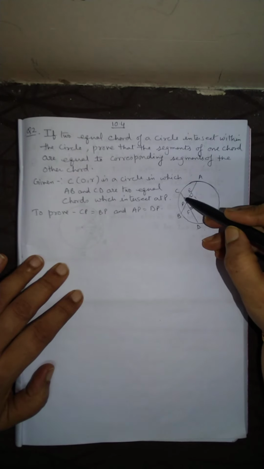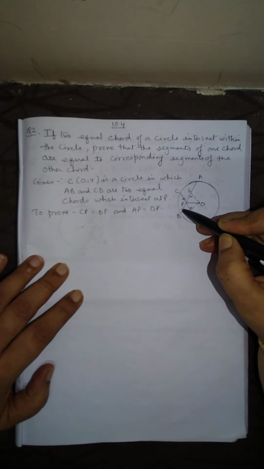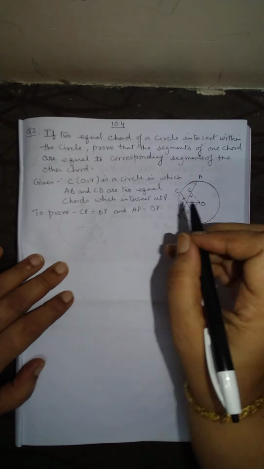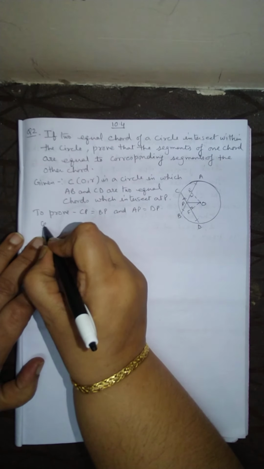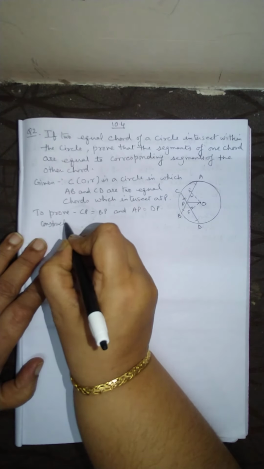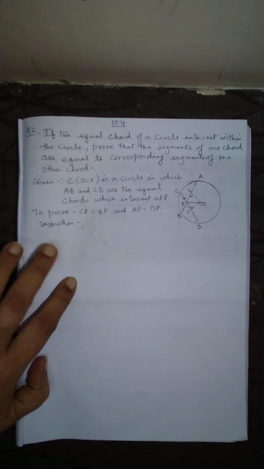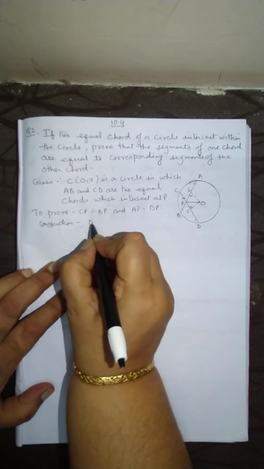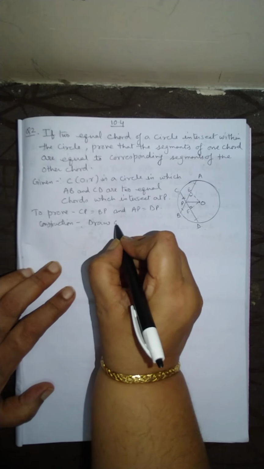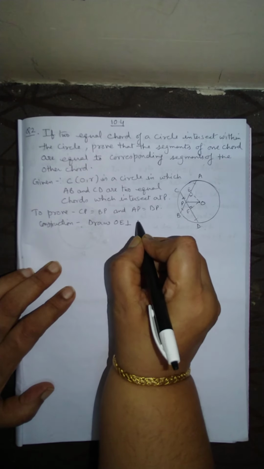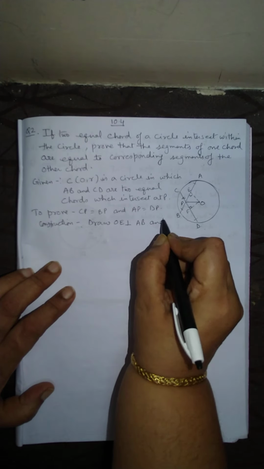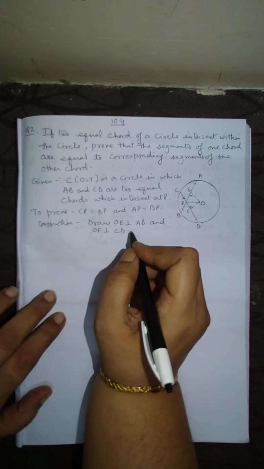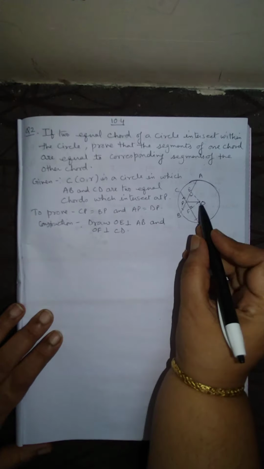So what we have to prove? CP equals BP, and AP equals DP, we have to prove. So for that we will do construction. Construction is, draw OE perpendicular on AB and OF perpendicular on CD and join OP.